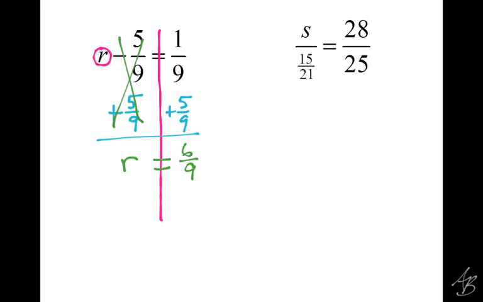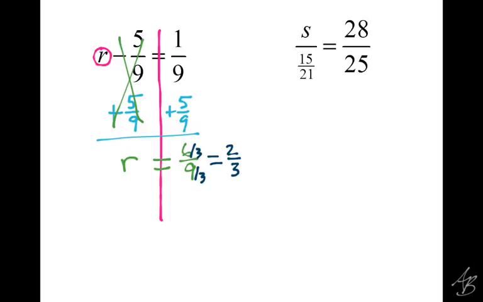All right, and are we done? Put a box around it? Why not? Yes, we can reduce this. All right, so what number goes into 6 that also goes into 9? 3. So we're going to reduce by 3. We do 6 divided by 3 and get 2. And 9 divided by 3 gives us 3.